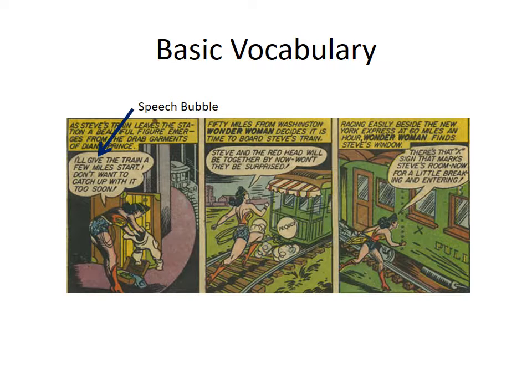Next up is the speech bubble, which we all kind of know what that is. It's basically pointing to whomever is speaking at the moment, so it's dialogue. And then there's the caption, which is a little more complicated. It could be a narrator speaking, it could be a scenic description, it could be internal monologue.